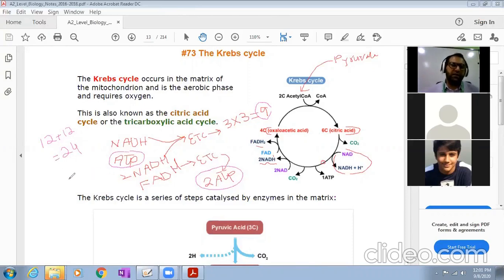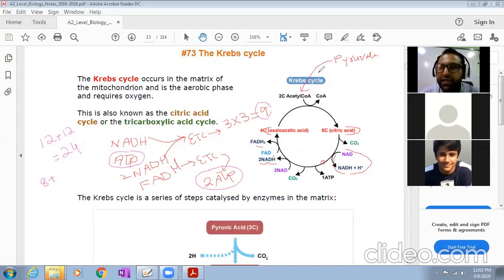Now, let me count all the ATPs again. From glycolysis, the net gain was how many? Net gain, eight ATPs. From the link reaction, how many? Zero. From the link reaction, just think, when pyruvate was converted into acetyl CoA, what happened at that time? Yes, NAD was reduced. It means the NADH form at that time, right or no?